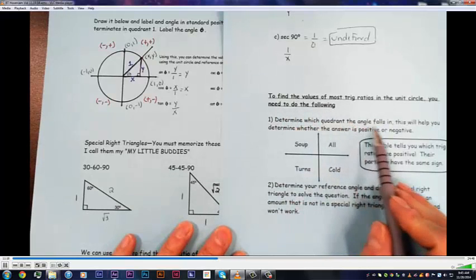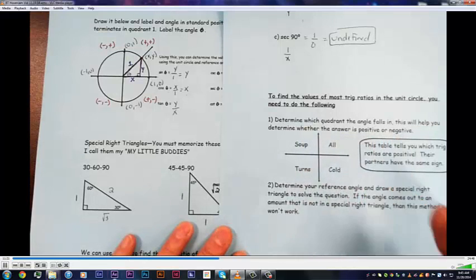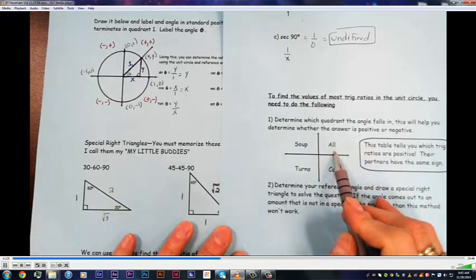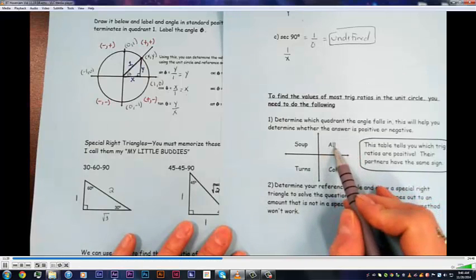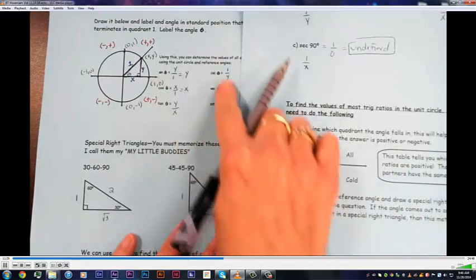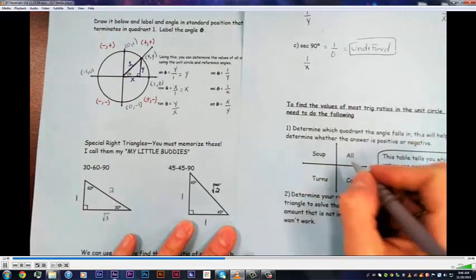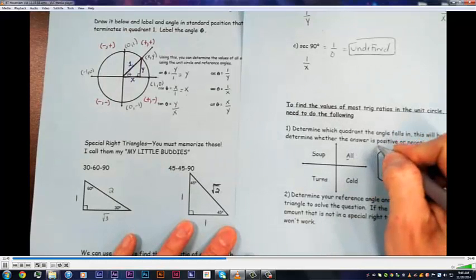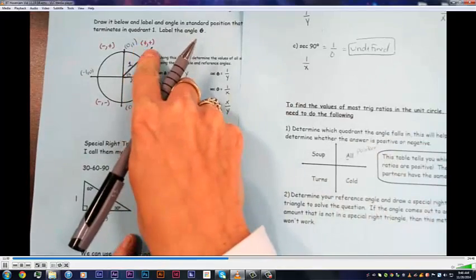Determine which quadrant the angle falls in. This will help you determine whether the answer is positive or negative. Okay, so here's the acronym: All Soup Turns Cold. All means all trig ratios, if the terminal side lands in the first quadrant, those ratios are going to be positive. So every trig ratio, if the angle is in the first quadrant, the A just means all trig ratios are positive. Everything is positive in the first quadrant. Well, you can see that because it's positive, positive.